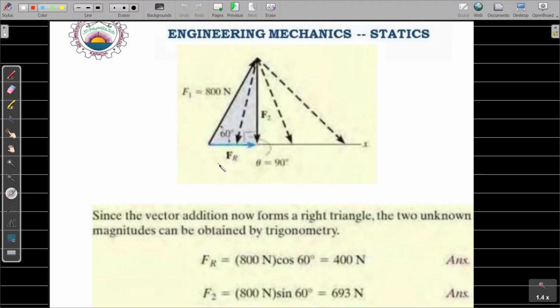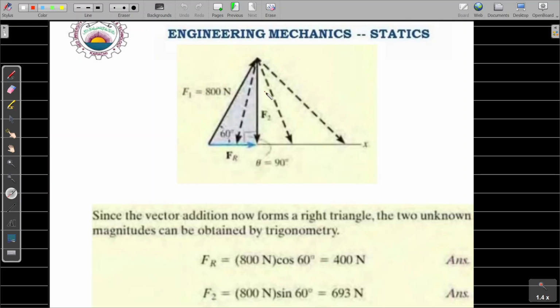So we are interested in calculating FR. If this is our F1, what will FR be equal to? FR will be equal to F1, which is 800, times the cosine of 60. So 800 cosine of 60, and FR comes out to be equal to 400 Newton.